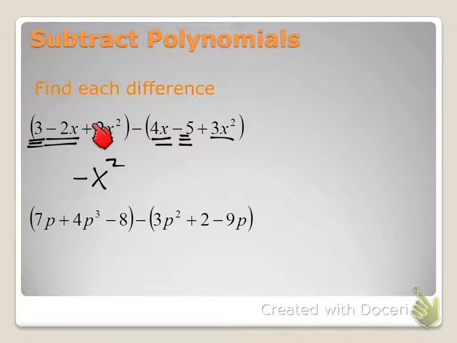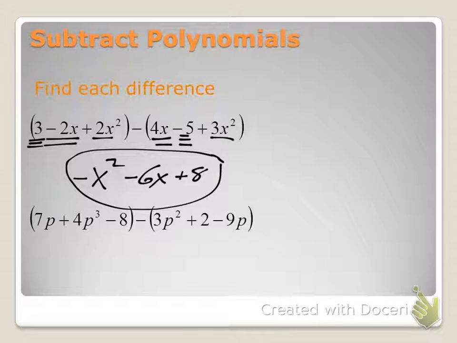Then you go negative 2x minus 4x to give you negative 6x, right? Negative 2 minus 4. And then you go 3 minus a negative 5, giving you back-to-back signs, which makes it an addition. So 3 plus 5 to give you 8. That's one way I see to do it. And as surprising as this may sound, that's actually not the way I do it.